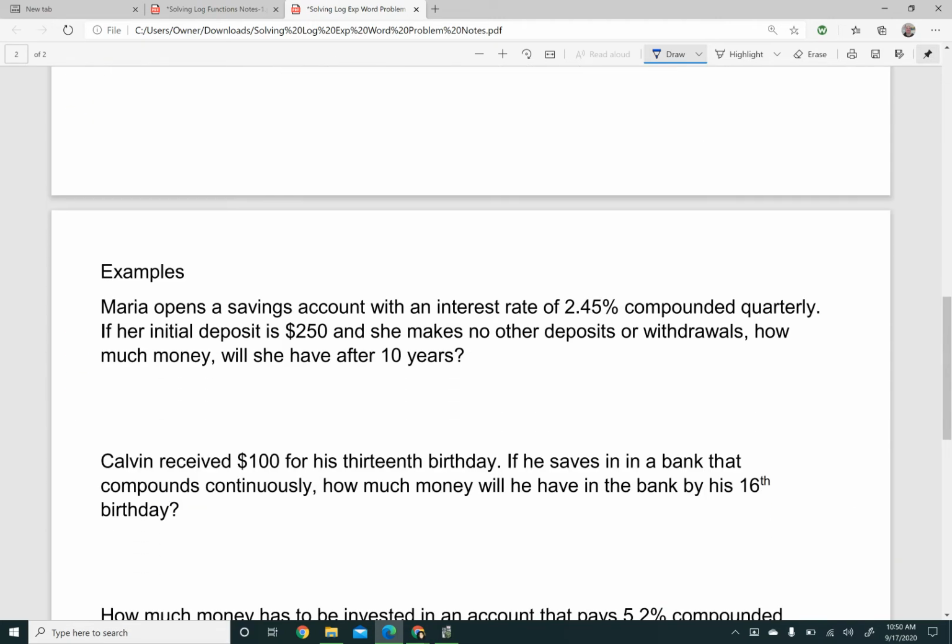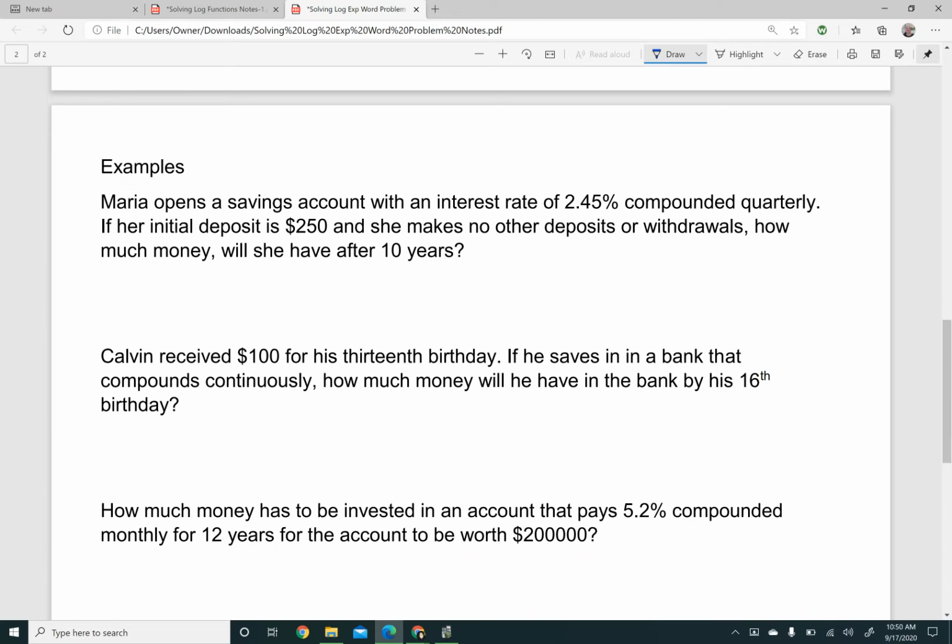All right, so let's talk about these examples. You have to be able to pick out from a word problem. Sometimes they give it to you as just basic numbers, and sometimes they give it to you as a word problem. So Maria opens a savings account with an interest rate, so this is R, of 2.45%, compounded quarterly, so that means that N is 4. If her initial deposit is $250, so that means that's P, and she makes no other deposits or withdrawals, how much money? That's what we want to know. That's A, the stuff we don't know. Will she have after 10 years? Years is time, y'all. All day long, T is time, okay?